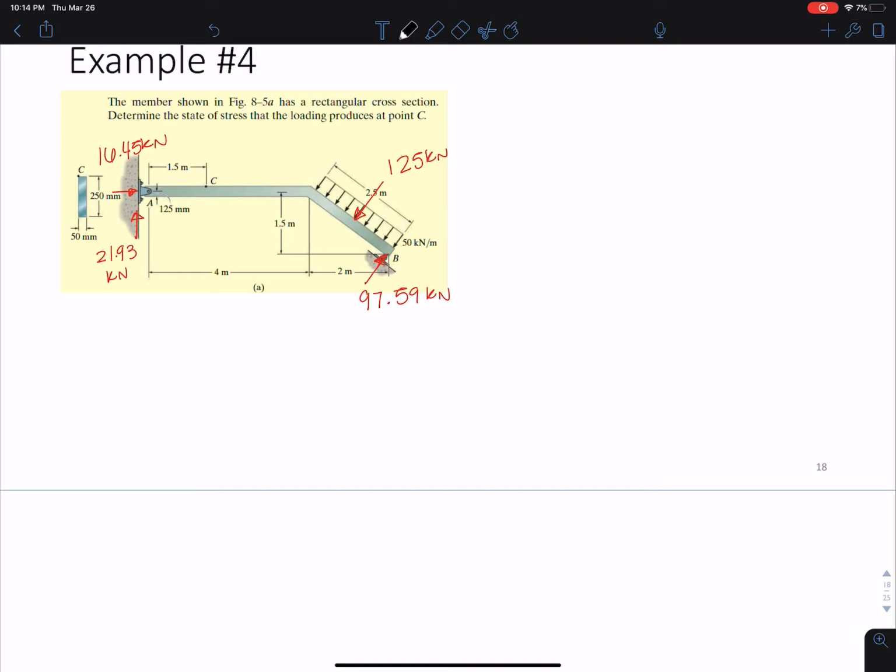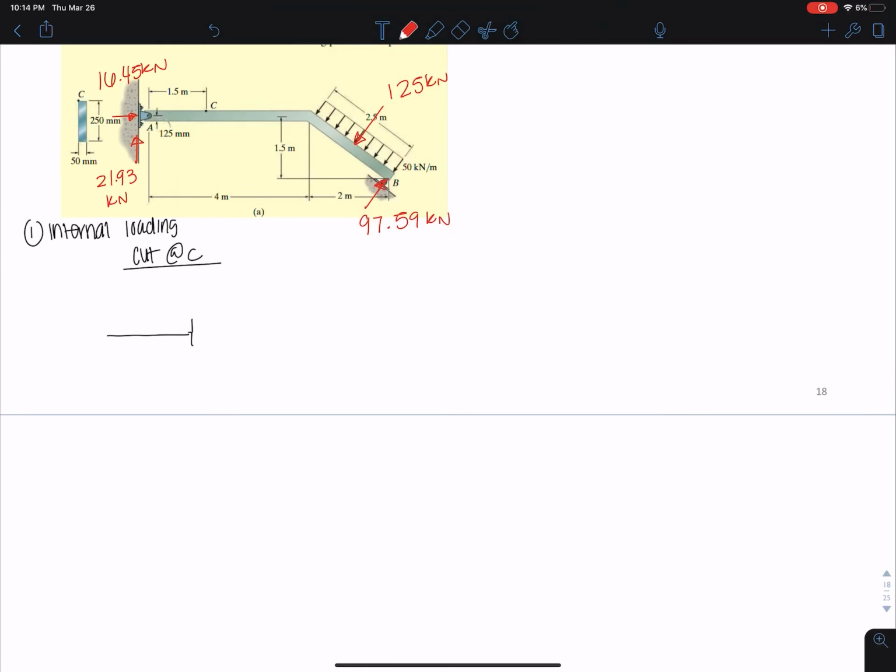So let's make a cut at C. And this would be like 1 internal loading. So we're going to make that cut. Let's say this is point C. And every time we make a cut, we have to remember that we're exposing some internal forces. So V, N, M. I'm drawing N in this direction, even though it's usually drawn in the other direction, just because I already know what the value is going to be, because I have a 16.45 pushing in compression. Usually you would draw it assuming positive. I'm just going to draw it that way because I know that's what's happening.